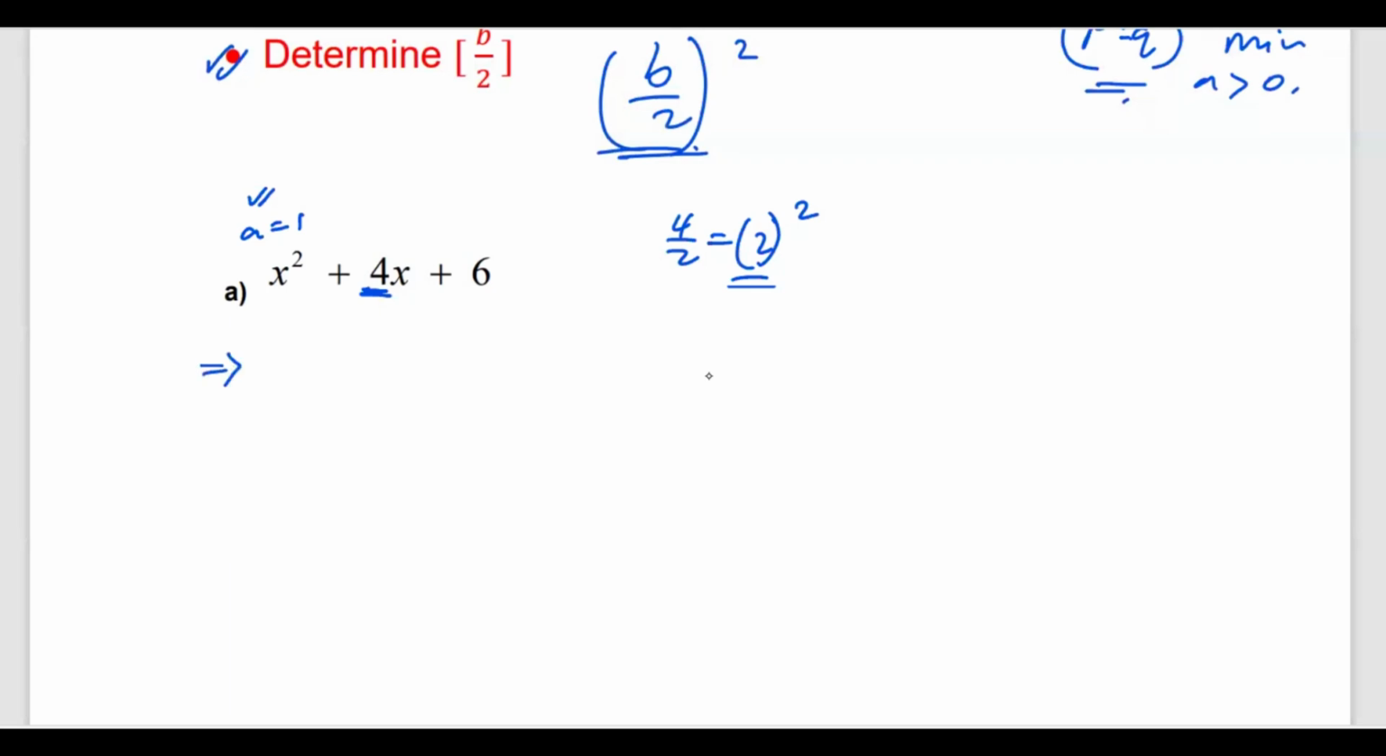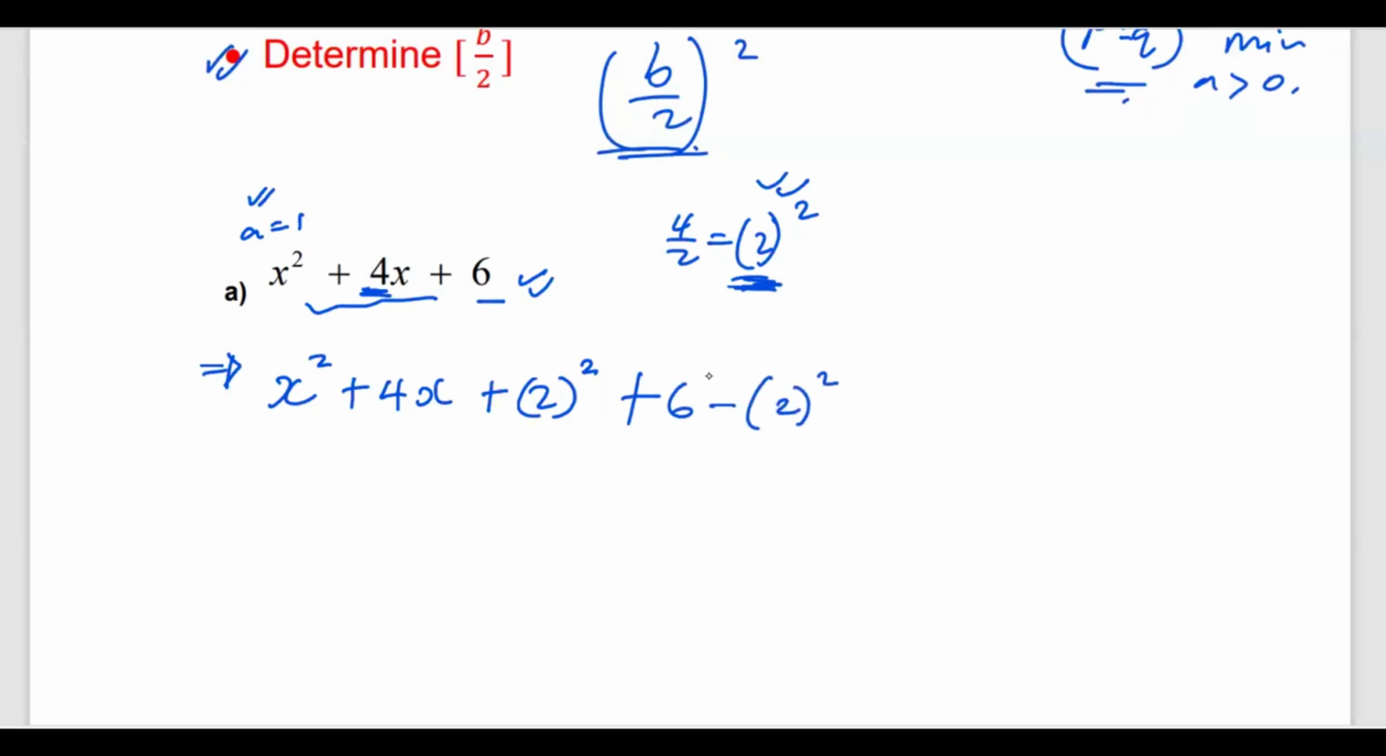Then come and introduce this 2 squared into this expression. The introduction will be in a way that I'm going to have a plus and a minus of the same thing so that it doesn't cause any changes, okay? So that will be x squared plus 4x, I'll say plus the 2 squared, okay? And then I'm having my plus 6 and then minus the 2 squared. So I introduce the square and I also introduce it with a negative sign.